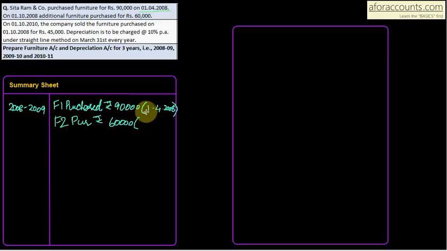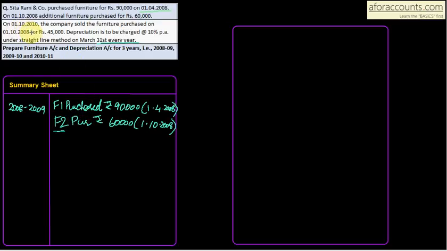On 1/10/2008. And see here, only 6 months: 10, 11, 12, 1, 2, 3. The year is ending at 31st March every year. It is stated in the question. Even if it is not stated, you have to assume that the year ended at 31st March every year. So 6 months' depreciation will be charged on furniture number 2, because it was there with us for 6 months only.